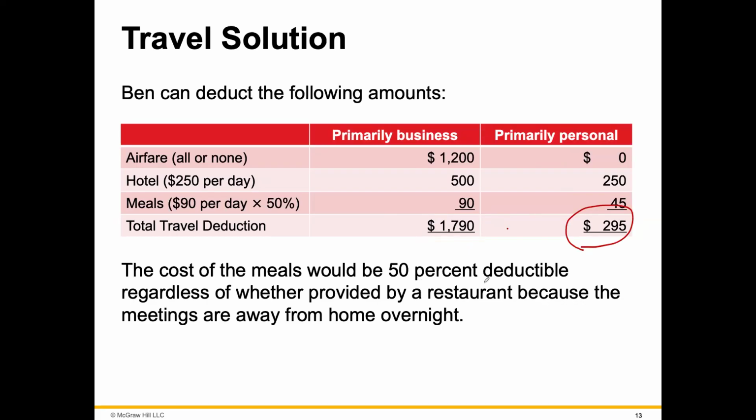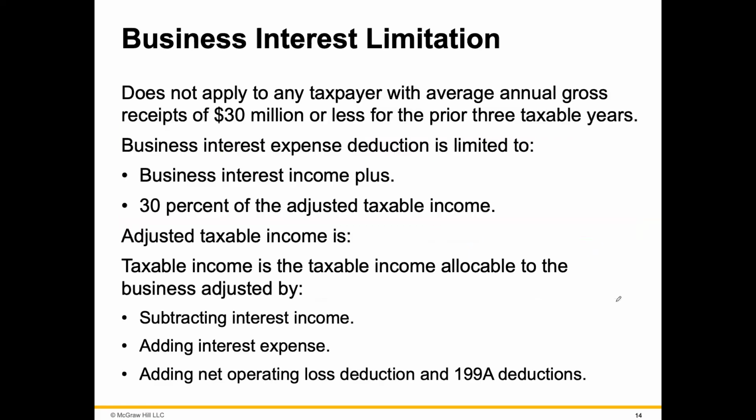Cost of meals would be 50% deductible regardless of whether provided by a restaurant because the meetings are away from home and overnight.